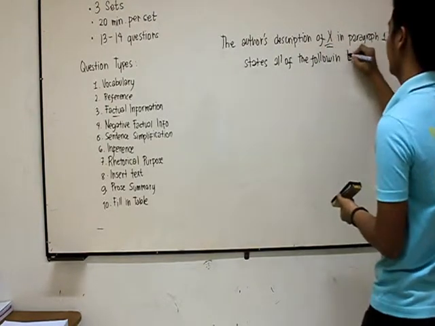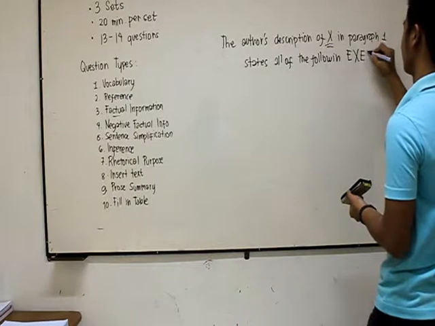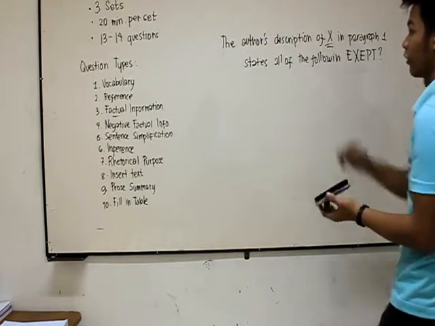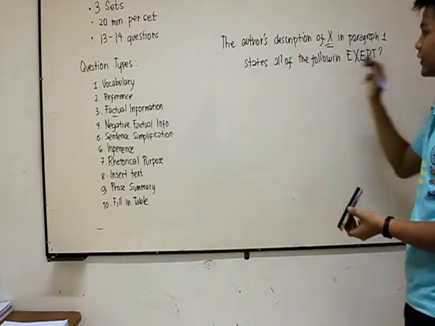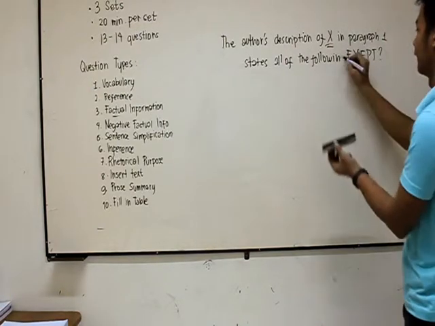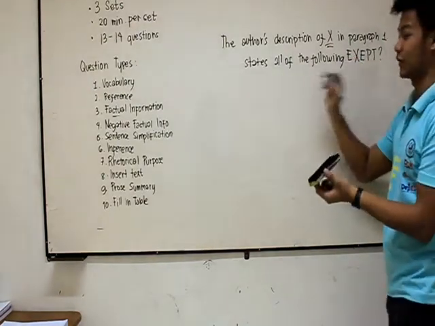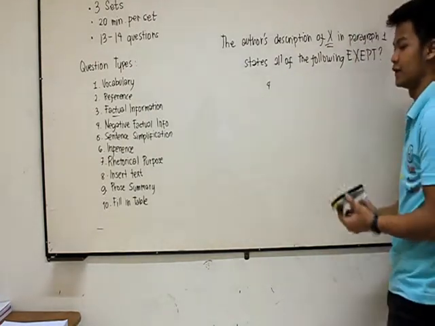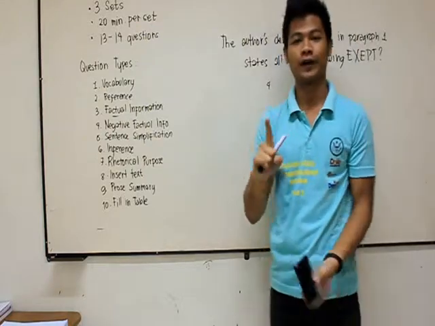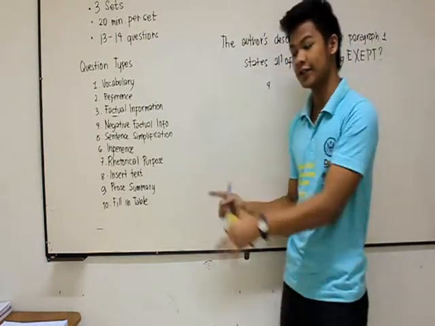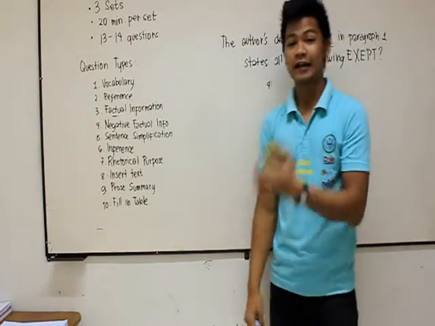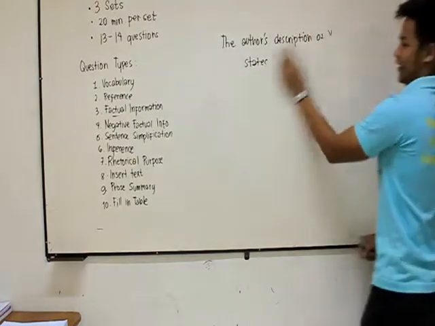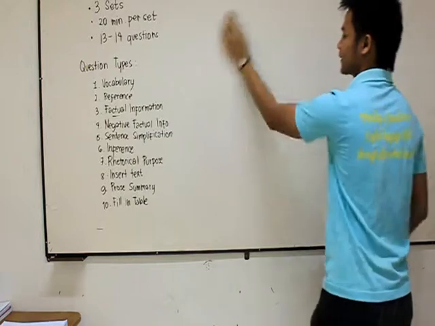And then there's except. Now, the author's description of X in paragraph 1 states all of the following, except. So we'll be given 4 questions, 4 choices, and you need to identify just one. If it's not stated in the passage, then automatically that's the wrong answer. Negative factual.